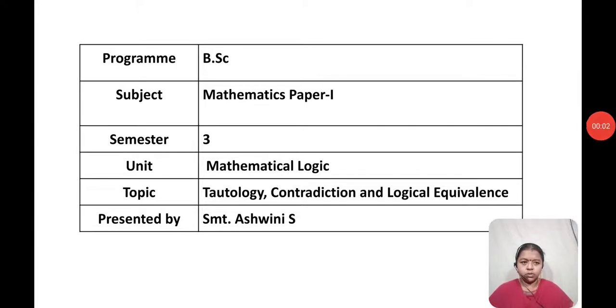Hello dear students, the program is B.Sc, subject Mathematics, paper 1, third semester, unit 1, Mathematical Logic. The topics which we are going to discuss in this session are Tautology, Contradiction and Logical Equivalence. This is Srimati Ashwini S, Assistant Professor of Mathematics.